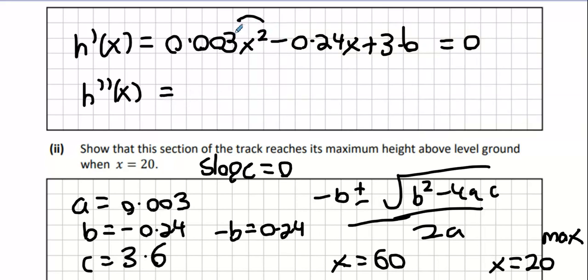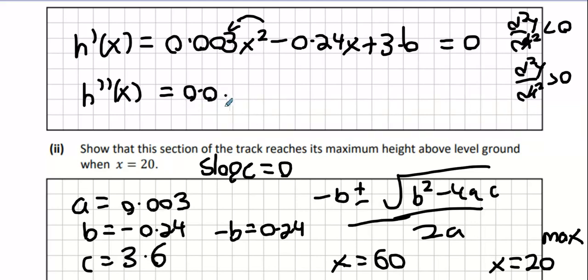So the second derivative test is when the second derivative is smaller than 0, it's a max, and when the second derivative is bigger than 0, it's a min. Okay, so what we're going to do is 0.006x minus 0.24, that's the second derivative.